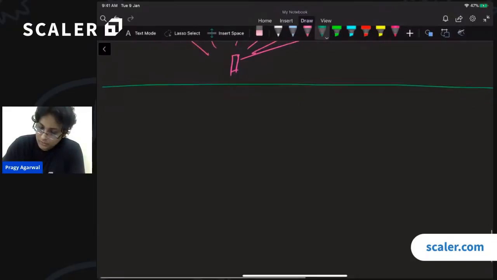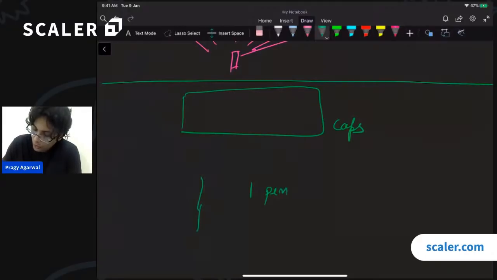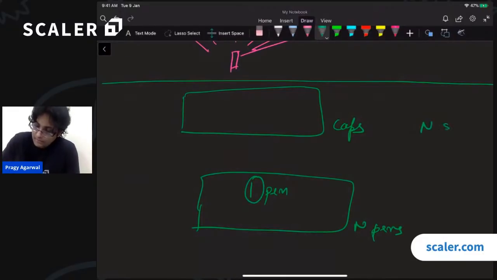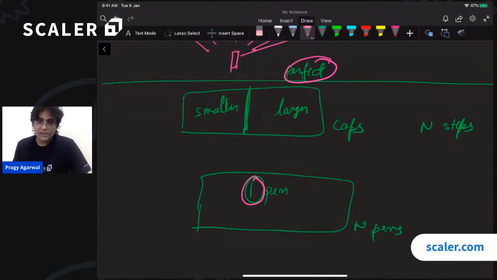Okay. So, firstly, what we did was we took this set of caps, right? And we had one pen out of all the different n pens. And using this one pen in n steps, what did we do? We split these caps into smaller, larger, right? And the perfect cap. So there was one perfect cap over here as well. Okay. Now what can we do? Using this perfect cap, we know that this pen fits this cap, right? And we have divided the caps, but we will also need to divide the pens.